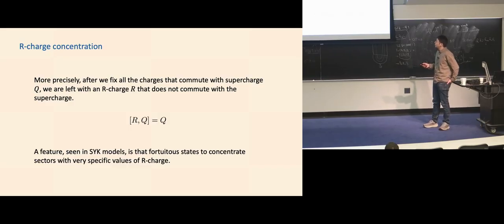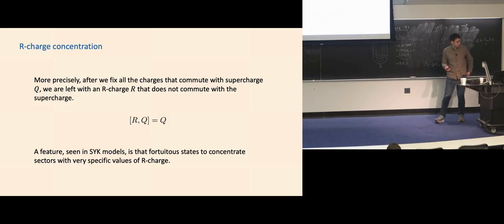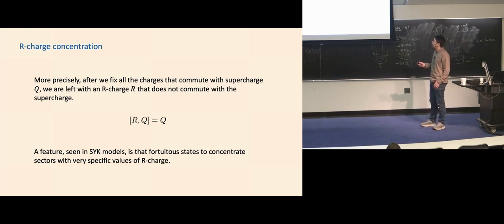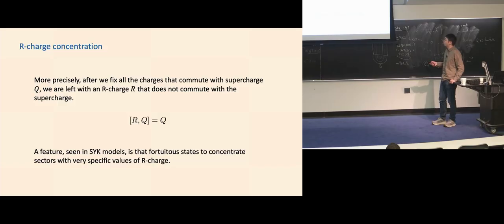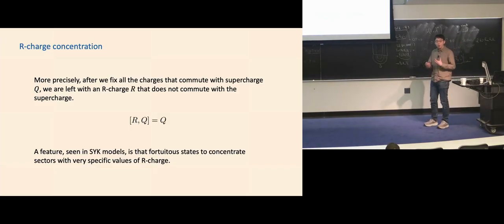So let me explain this concentration in more detail. More precisely, after we fix all the charges that commute with the supercharge, in the simplest case where we have just one complex supercharge and the U(1) R symmetry, we are left with an R charge, let me denote that by R, that does not commute with the supercharge but commutes with the Hamiltonian. The commutation relation of the R charge with the supercharge, in my normalization, is that [R, Q] equals Q.